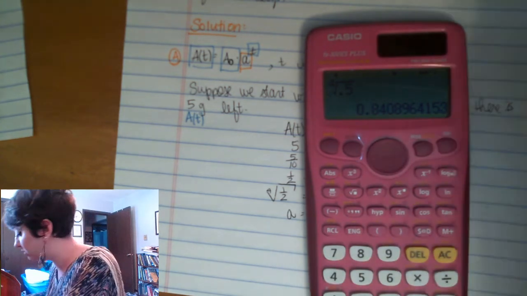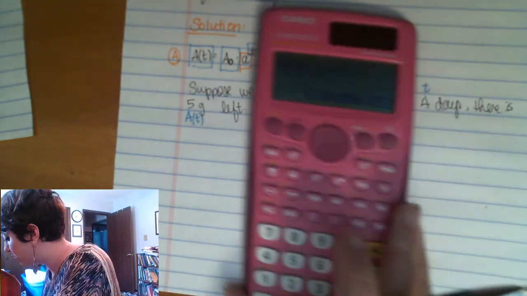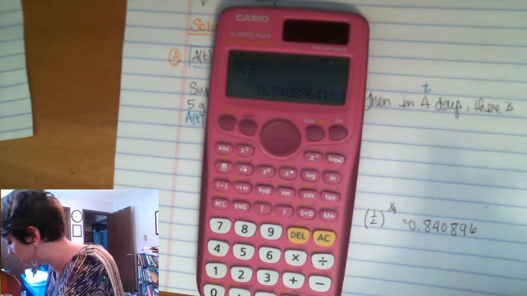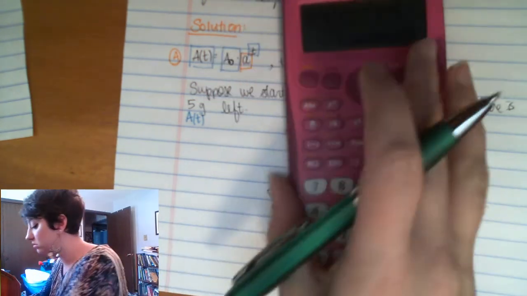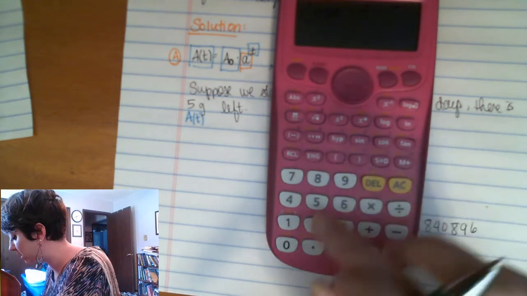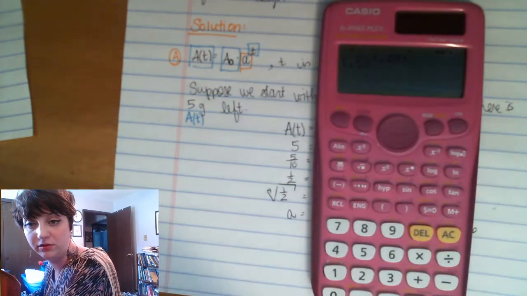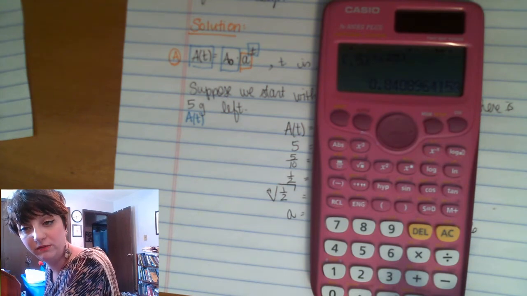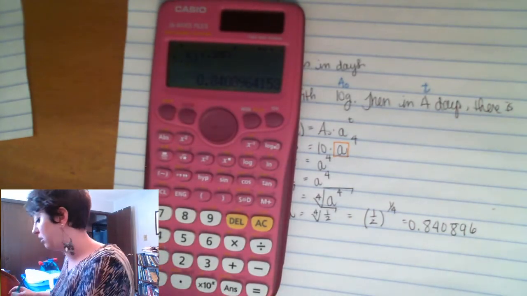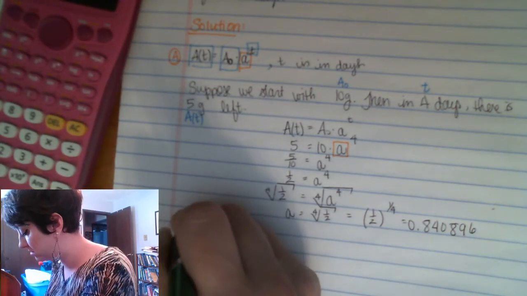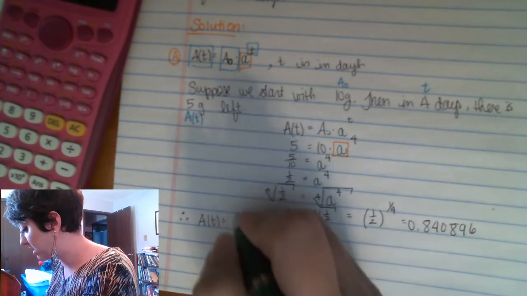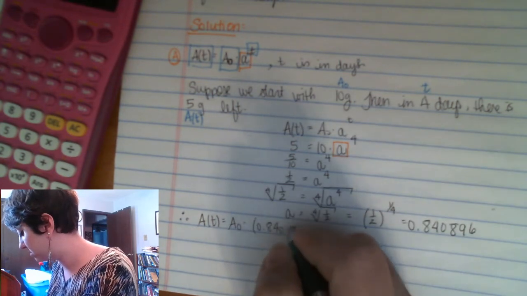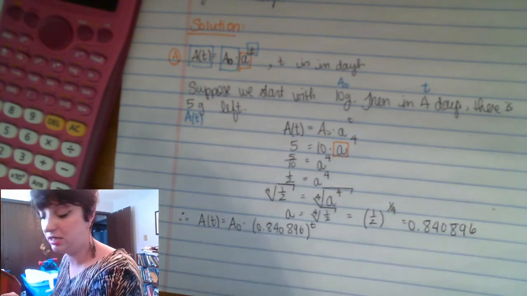which gives me 0.8408, and it said 6 decimal places, right? So 1, 2, 3, 4, 5, 6. 0.840896. Or I could write 0.5 to the 1/4 power. You can either write it as 0.25 or you could write it as 1/4. Same thing, 0.8408964153. All right, so that's my A, which means A of t is A naught times 0.840896 raised to the t power.